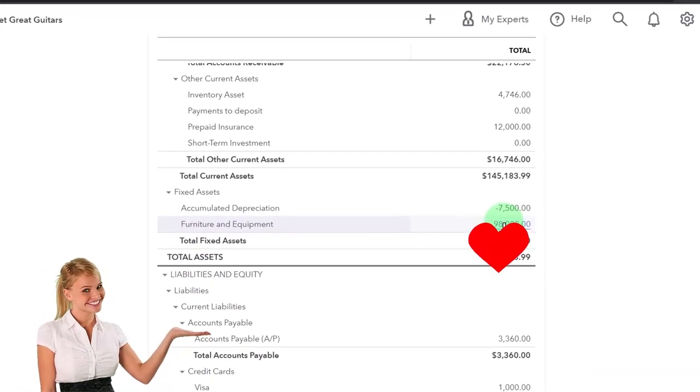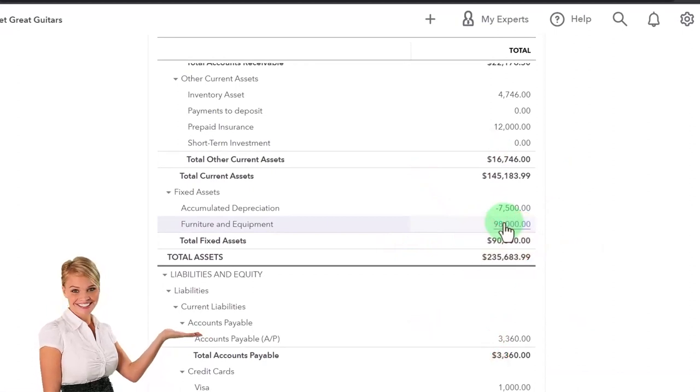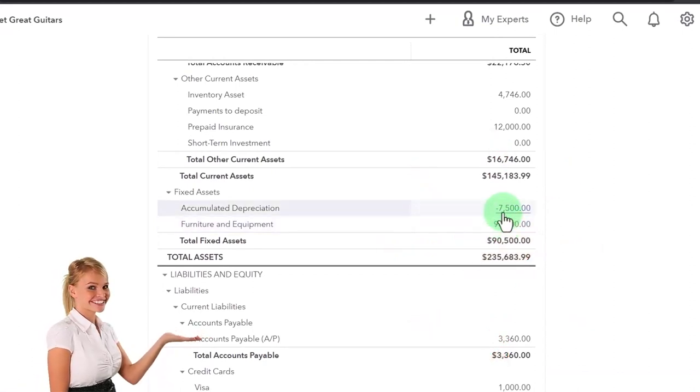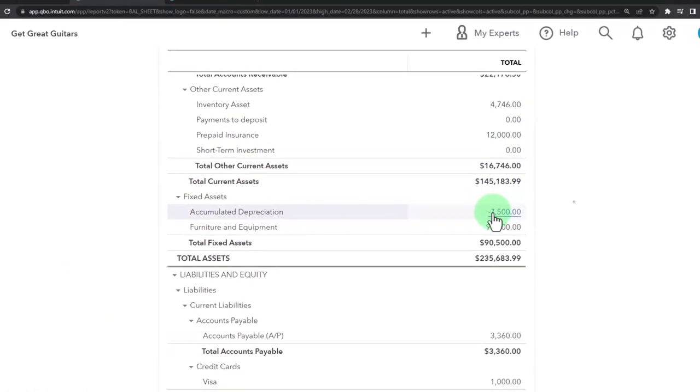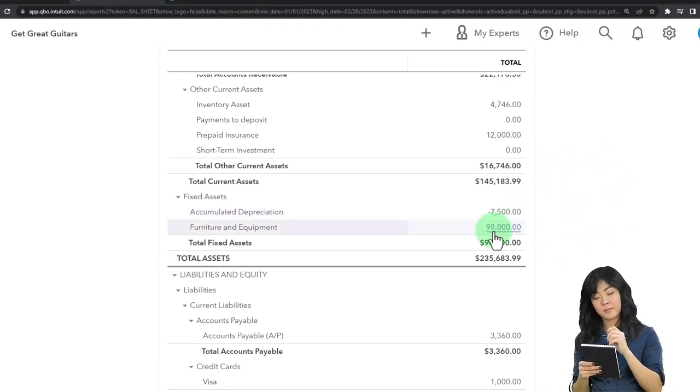However, because that's just an estimate, that's why we use this separate account instead of decreasing the account directly as we do with inventory. We're going to make this other account, which is a contra asset account, so that we can see how much has been allocated and we can see the book value, which is the difference between the two.